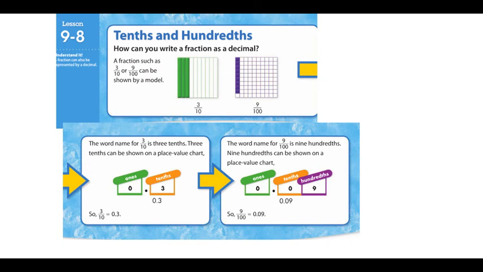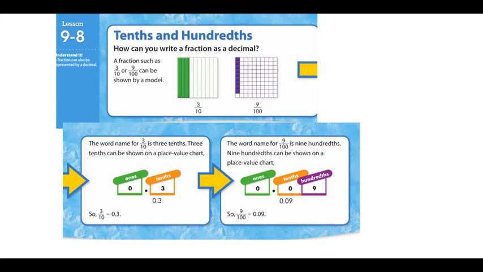Okay, take a look at the top of page 238. Tenths and hundredths. How can you write a fraction as a decimal? Here are a couple examples. A fraction such as 3/10 or 9/100 can be shown by a model. We've used these fraction squares before. This one does not have the second set of grid lines, but each long strip represents a tenth. So you can see here in green that there are 3 out of 10, 3/10. And over here, it's very close to 1/10, but it's just 9/100.